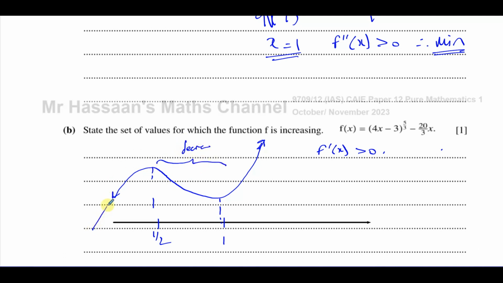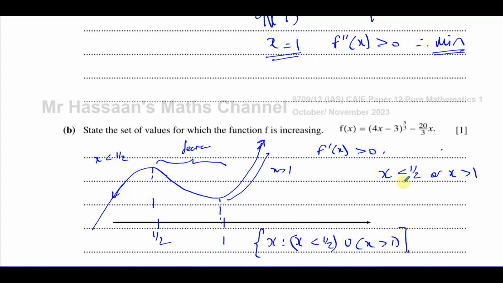And we can see it's going upwards when x is less than a half. When x is less than a half, it's increasing. And when x is greater than 1, it's also increasing. So it's increasing when x is less than a half or when x is greater than 1. If you want to write it in set notation, you could say x is such that x is less than a half or x is greater than 1. But there's no need to. If you write it like that, that's fine. Those are the values of x for which it's an increasing function.